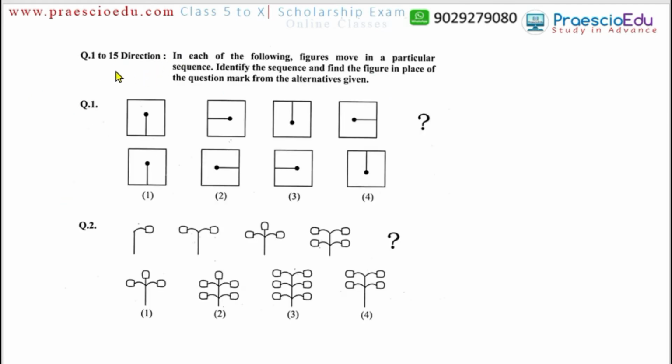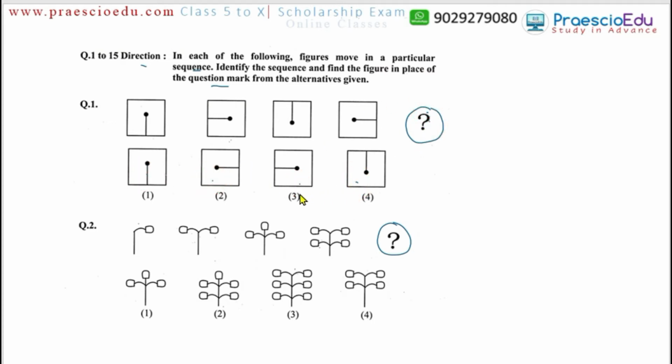There are a total of 15 examples, and the common instruction, or directions, are given. In each of the following, the figures move in a particular sequence, or series. Identify the sequence and find the figure in place of the question mark. There will always be a question mark in the questions, and we have to replace it from these four options.